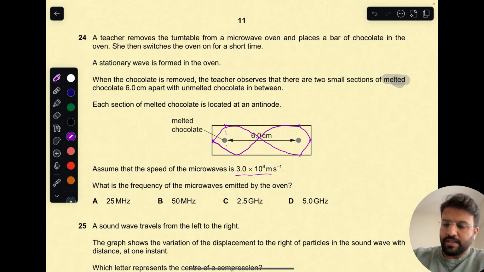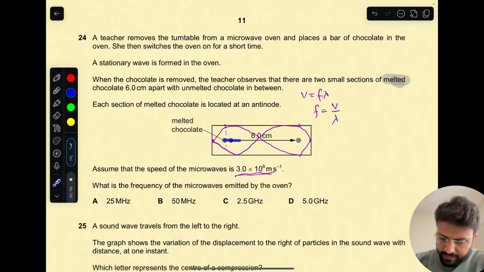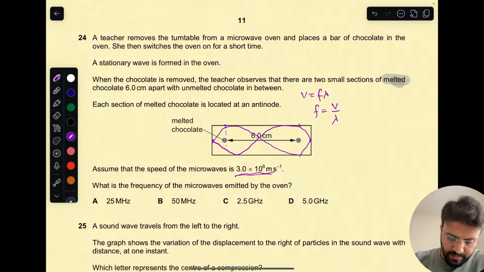So for frequency, we can use the wave equation. V is equal to F lambda, so F is equal to V by lambda. V we already know, we need lambda. So how can we find lambda? We know this distance is 6 centimeter. If I consider this, this complete pattern shows lambda.